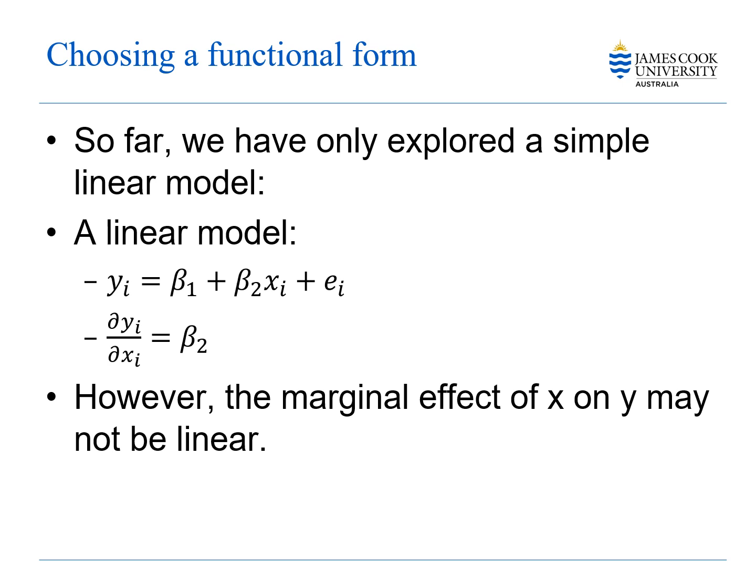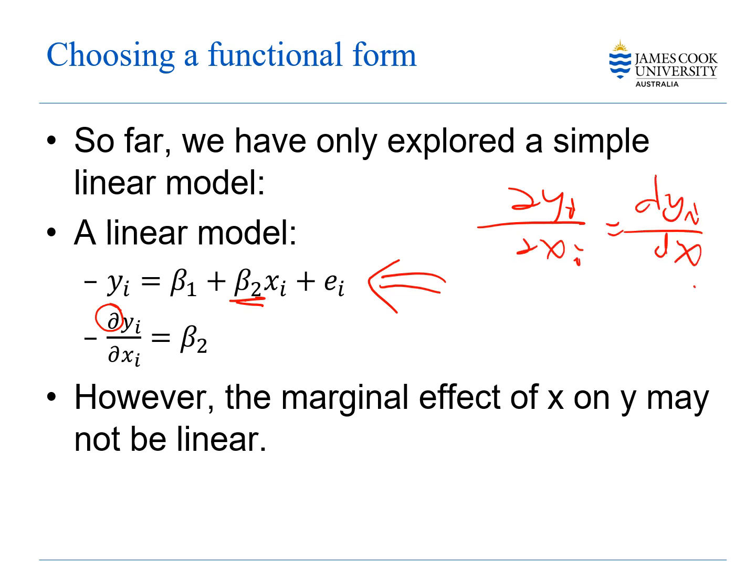So far, we have only explored simple linear models. And we know that beta 2 measures the marginal effect of x on y. This is dy over dx, and actually I'm using curly d. At the moment, this is the same as dy over dx.